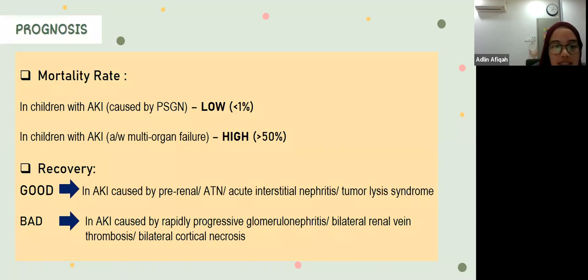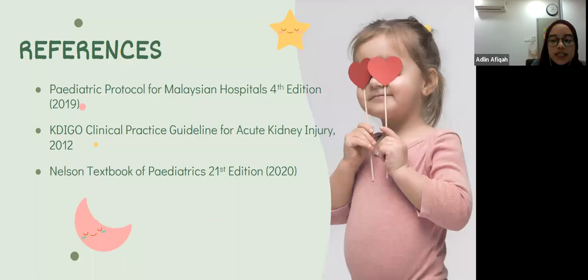prognosis, it shows good prognosis in AKI caused by pre-renal causes, ATN, acute tubular necrosis, or acute interstitial nephritis, or tumor lysis syndrome. However, it might be a bad prognosis for patients with AKI caused by rapidly progressive glomerulonephritis, bilateral renal vein thrombosis, or bilateral cortical necrosis. Okay, so these are my references: SPITS protocol, CPG for AKI 2012 and Nelson 21st edition. Any questions?